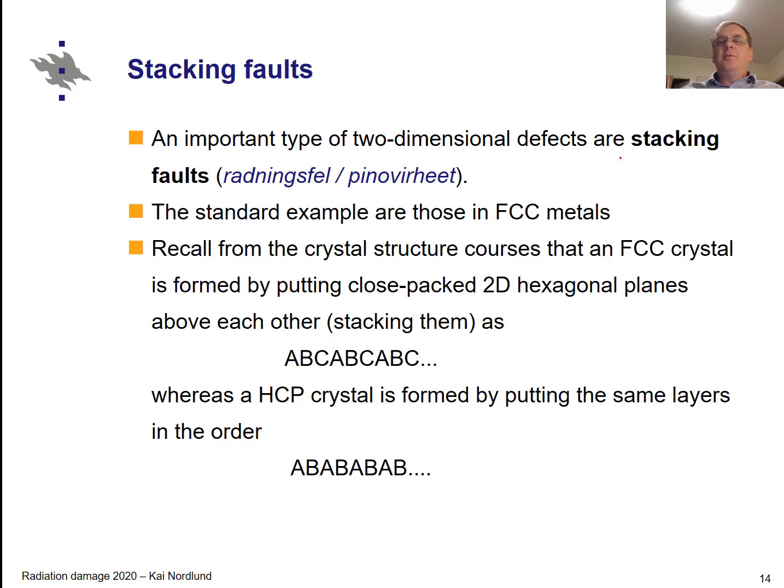Well, now it might be a good point to mention what these partial dislocations are surrounding. By far the most important type of two-dimensional defect associated with partial dislocations is known as stacking faults. The standard example of this is in the FCC metals. If you remember from your basic crystallography studies, an FCC metal can be understood as a number of close-packed 2D hexagonal plates which are stacked above each other as ABC, ABC, ABC stacking, whereas an HCP crystal is formed by putting the same hexagonal layers in the AB, AB, AB stacking.